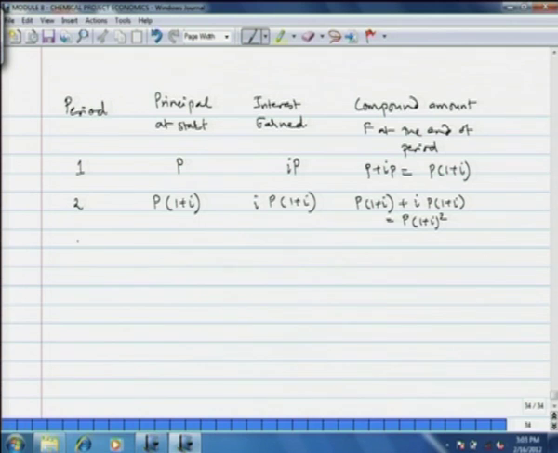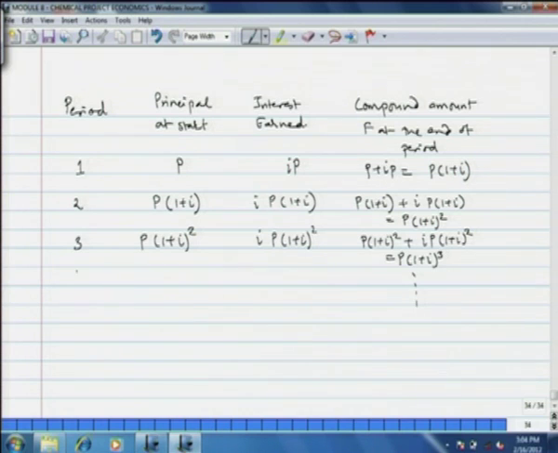Okay. Then between period 2 and 3, the total amount F becomes the initial principal. So, this is P into (1 plus I) squared, and the interest earned over it is I times P into (1 plus I) squared, and then the final amount F is P into (1 plus I) cubed, and so on and so forth.